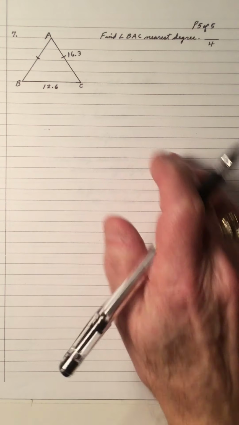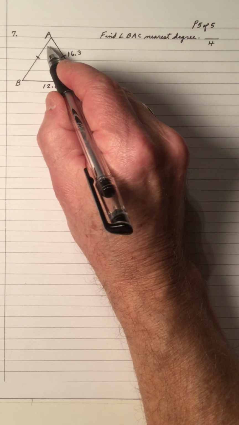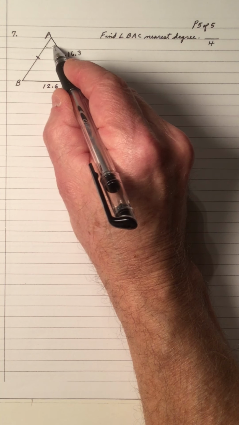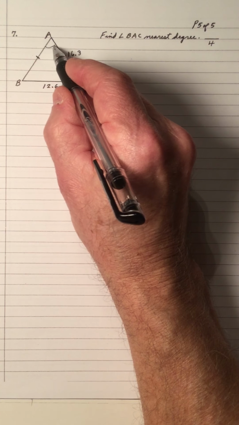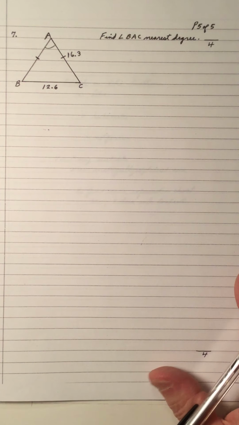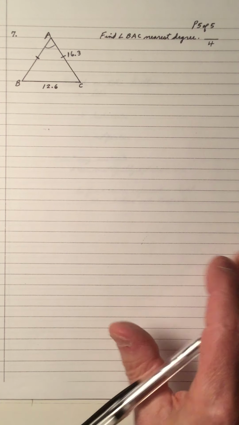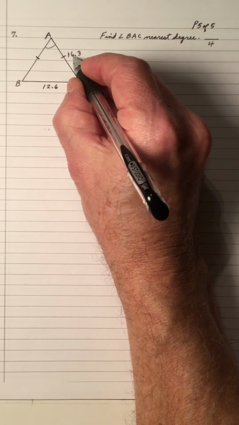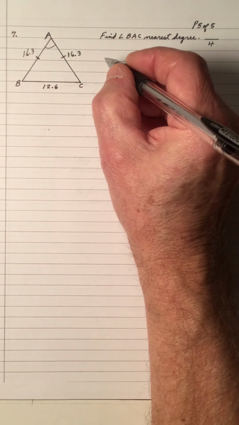Let's see. Number 7. Find angle BAC. So I have to find this angle right here. In this triangle, BAC. Find the measure of this angle to the nearest degree. And again, we're dealing with trig, so I need a right angle. So I have 16.3. I have 16.3 also, because these two sides are equal.